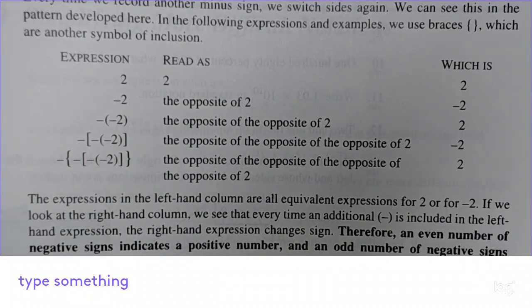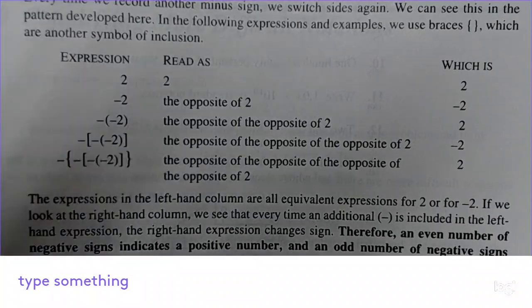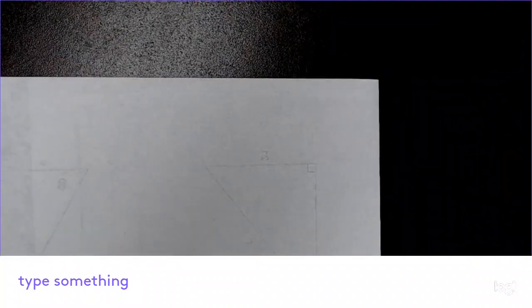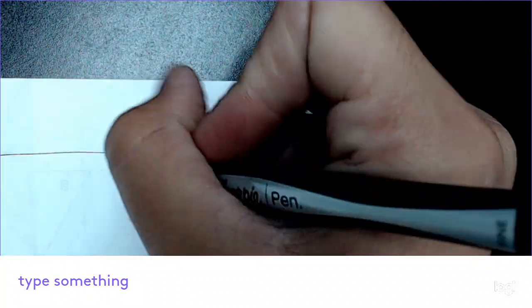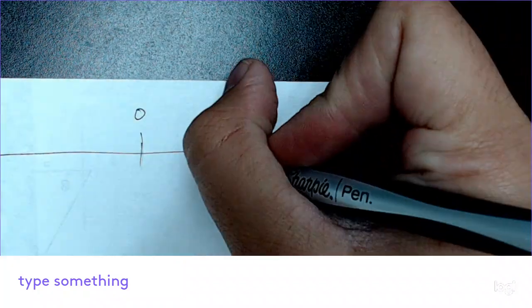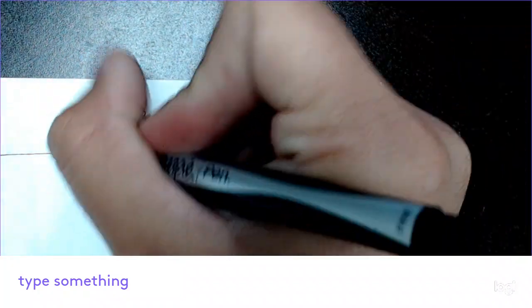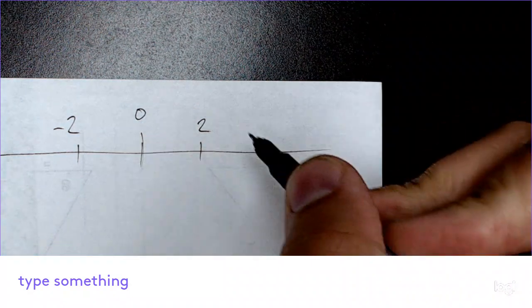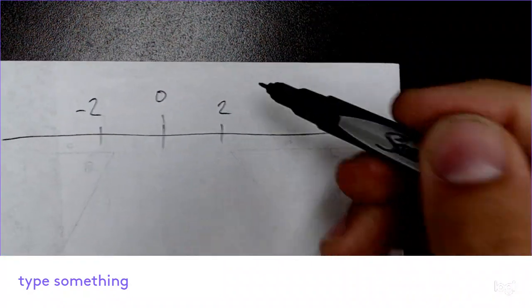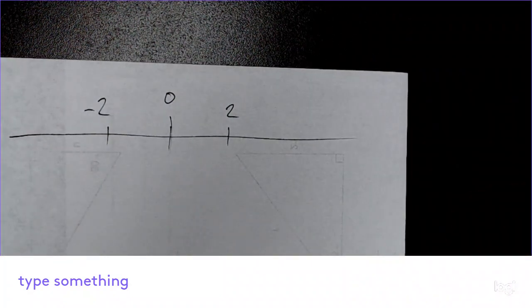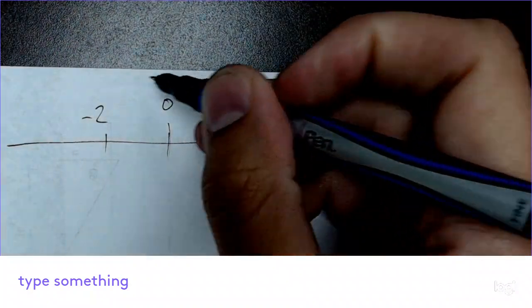Let me explain this using a number line. So why in the world is negative 2 the opposite of 2? Well, if we have a number line, we have 0, and then we have the number 2, and over here we have negative 2. We can see that they are opposites on the number line, right? So by adding a negative in front of 2, that would lead us to the opposite, right?